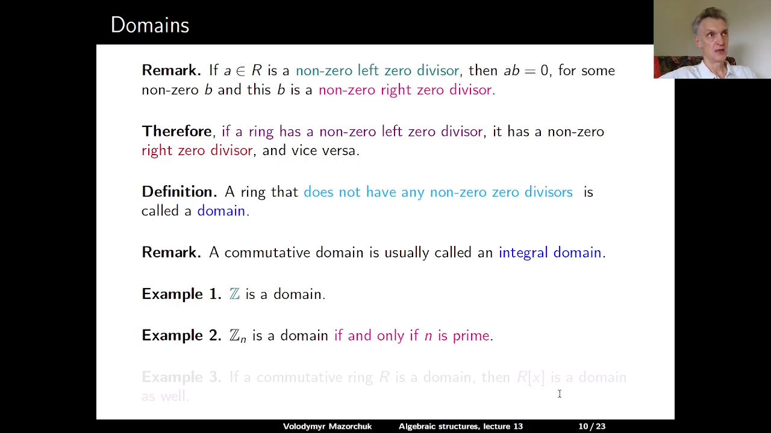So a zero divisor in Z sub n is an element which is not coprime with n. So such elements exist if and only if n is not a prime number. So Zn is a domain if and only if n is a prime. Also, if we have a commutative domain R, then the ring of all polynomials over this R is a domain. That's a trivial observation based on the definition of multiplication for polynomials.